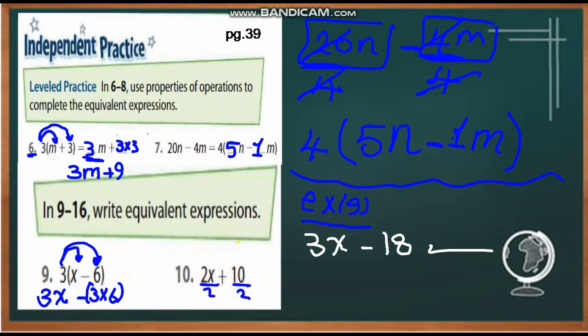So let's take the common factor out. Exercise 10. 2, take the common factor out, open the parentheses and simplify. 2 divided by 2 equals 1, so it's 1x, plus 10 divided by 2 equals 5. So this is the equivalent expression to 2x plus 10.